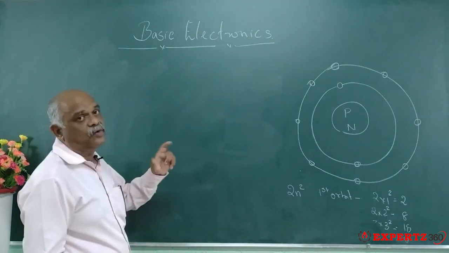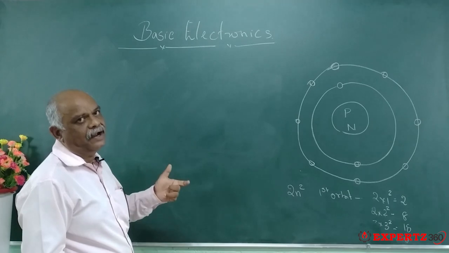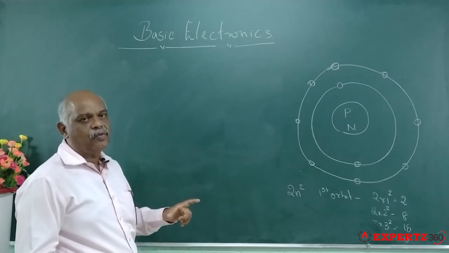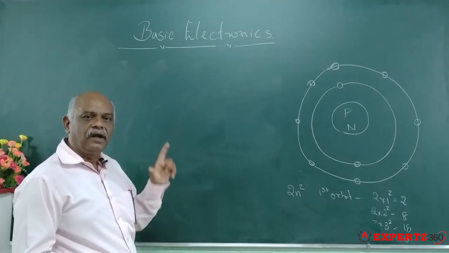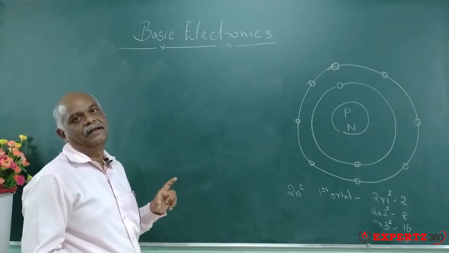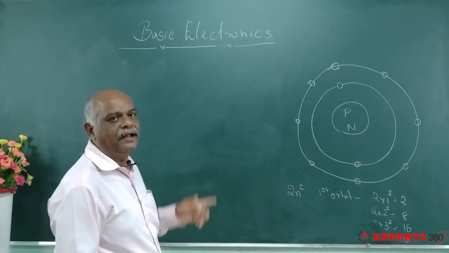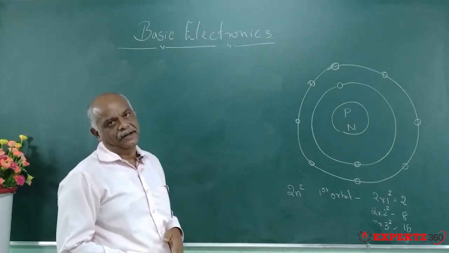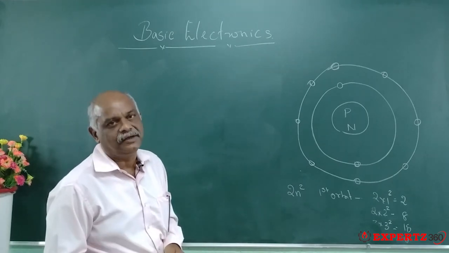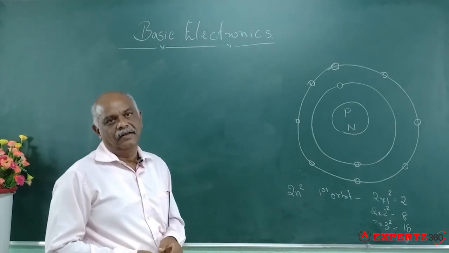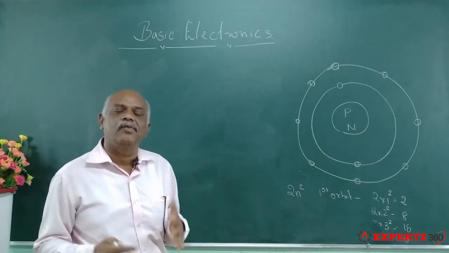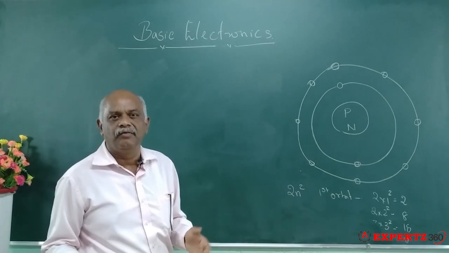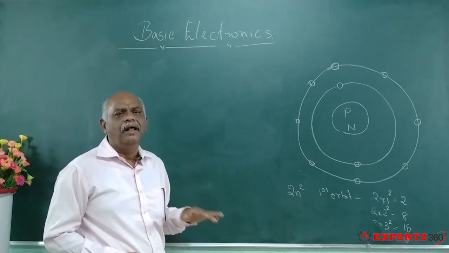So you now have understood the difference between the conduction band and the valence band. In the valence band, the electrons are not free to move because they revolve in the orbit. But in the conduction band, the electrons are free to move and you don't have any orbit. So free electrons means the electrons in the conduction band. The free electrons are all the electrons in the conduction band.